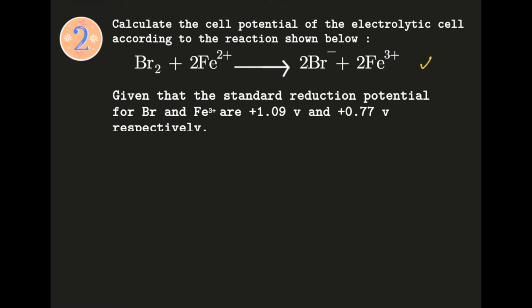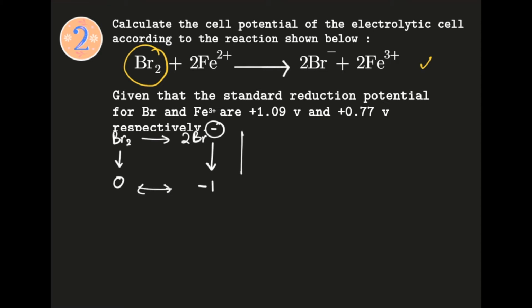So from the balance equation, you can at least know which one of these shall go through oxidation and which shall undergo the reduction. So we are going to start with bromine beforehand. So the bromine, the oxidation number shall be 0, and then it turns into 2 Br negative. So Br negative means -1. So the oxidation number reduces from 0 to -1. So it means that it undergoes reduction.